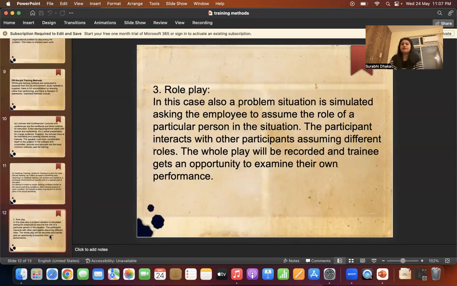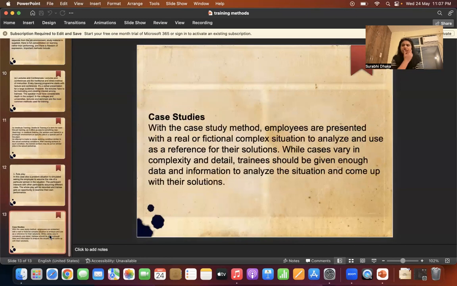Then comes your third category, that is your role play. In this case also, a problem situation is simulated, asking the employees to assume the role of a particular person in the situation. The participant interacts with other participants, assuming different roles. The whole play will be recorded and the trainee gets an opportunity to examine their own performance. And then comes your last type, that is your case studies.